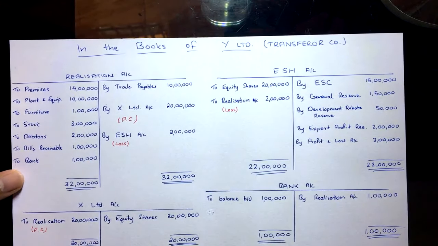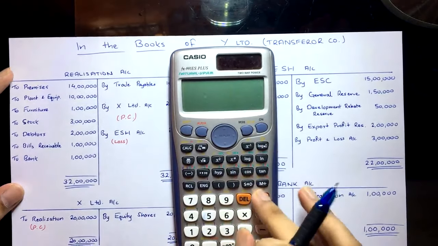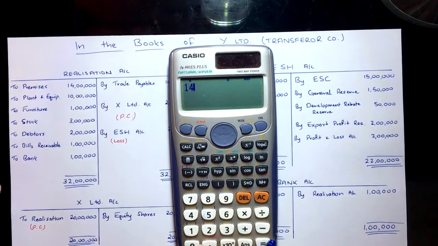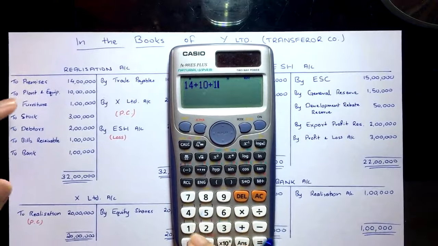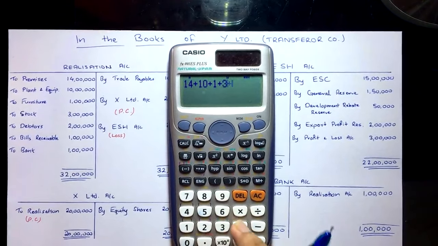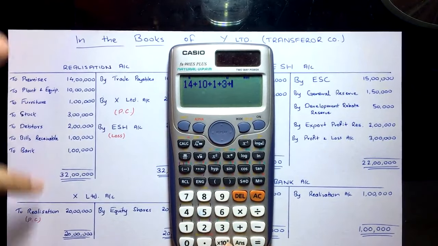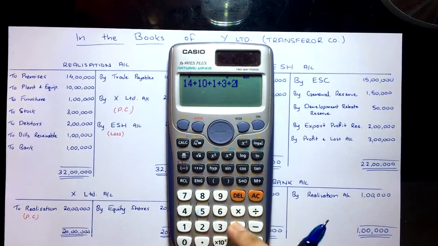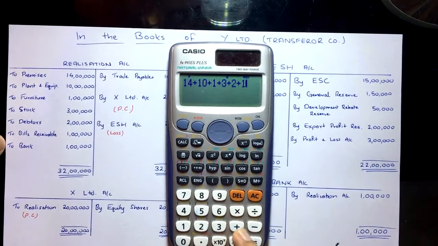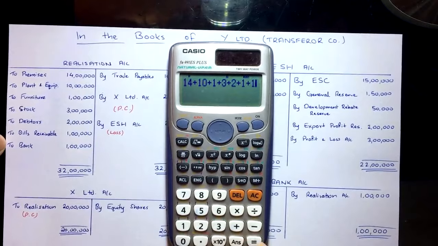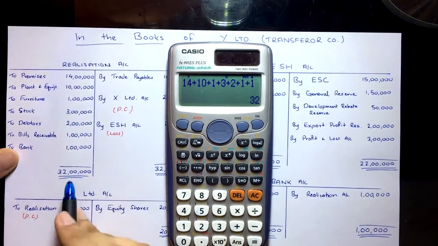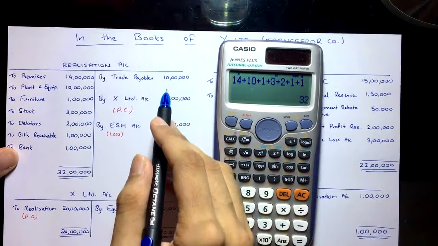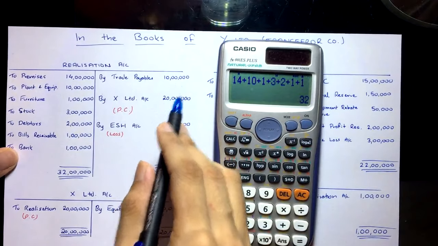Let's balance this account. Take all the debit side. See here, 14 lakh plus 10 lakh plus 1 lakh plus 3 lakh. This side looks bigger, right? So that's why I'm adding this side. 3 lakh plus 2 lakh plus 1 lakh plus 1 lakh, that is equal to 32. Total is 32 lakh. And on the credit side, we have, see here, 10 lakh and 20 lakh.